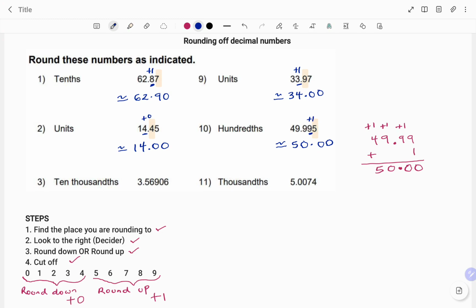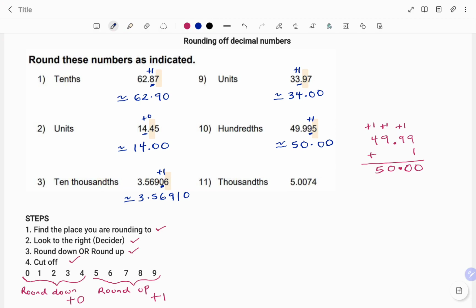In the next example, I'm to round to the ten-thousandth. The number in the ten-thousandth position will be my 0, and the decider, or the number on the right, is 6. 6 is in the round-up group, that's adding 1. Therefore, my answer will be 3.569. 0 plus 1, that's 1. I cut off the remaining number, that's 6, or I may decide to add my 0.